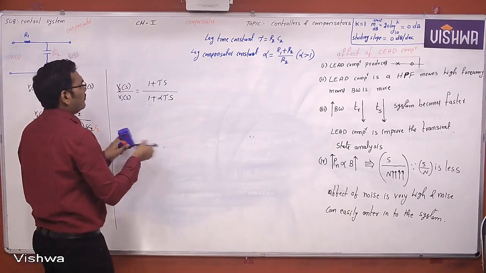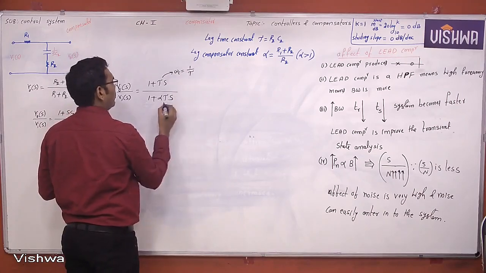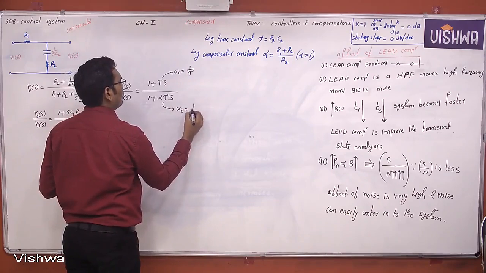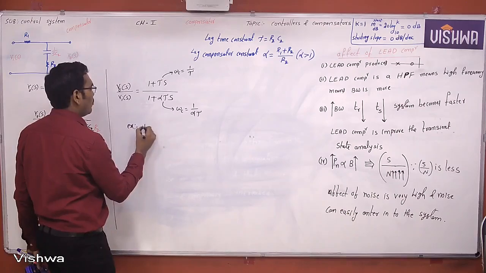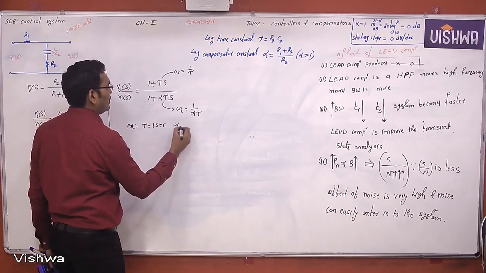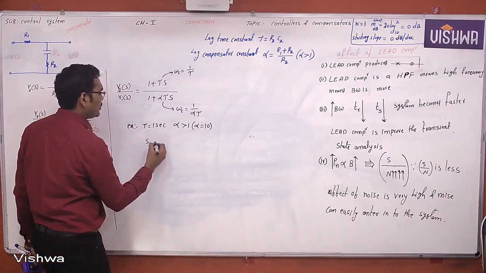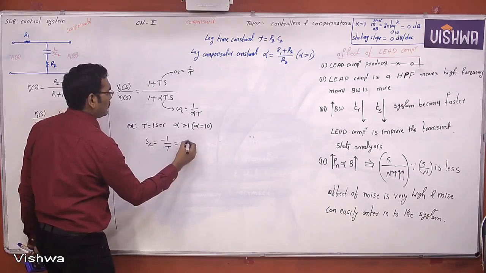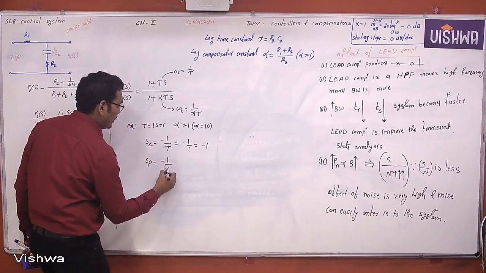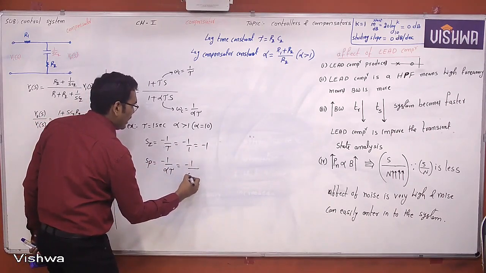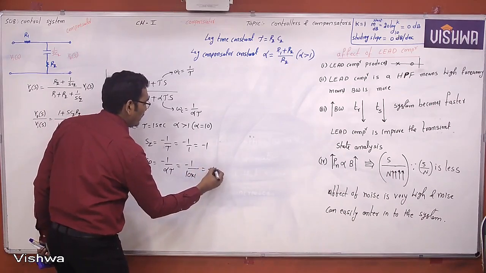Now, what are the corner frequencies? This is the corner frequency omega c, which is equal to 1 by tau. This is the corner frequency which is equal to 1 by alpha tau. Let us take for example tau equal to 1 second. Alpha is greater than 1, therefore let us assume alpha is 10. So where is the zero location? Minus 1 by tau, which is minus 1 by 1, which is minus 1. Where is the pole location? Minus 1 by alpha tau, which is minus 1 by 10 into 1, equal to minus 0.1.